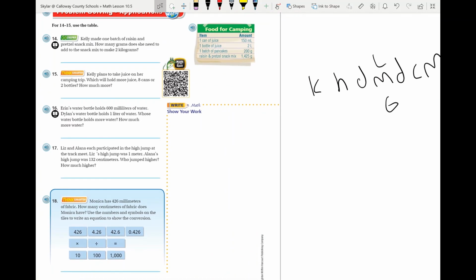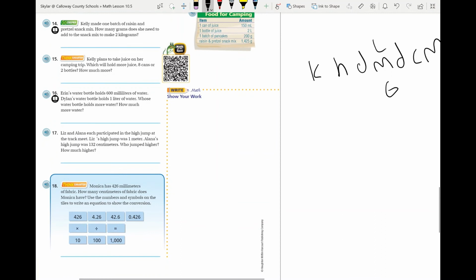14, Kelly made 1 batch of raisin and pretzel snack mix. How many grams does she need to make 2 kilograms? Well, you know the raisin and pretzel snack mix is 1,425 grams. It's a horrible circle, but you can read. So you just need to see how much more 2 kilograms is than that. So change kilograms to grams, then compare.